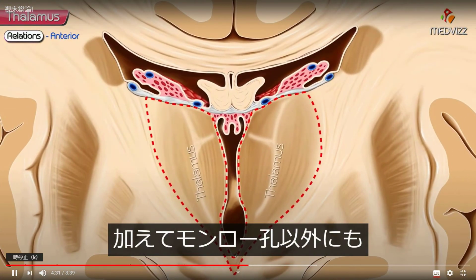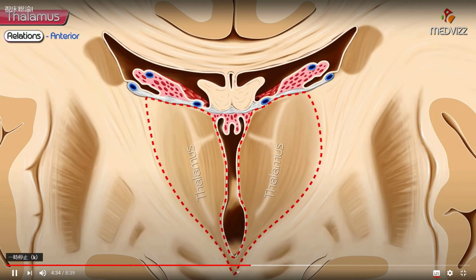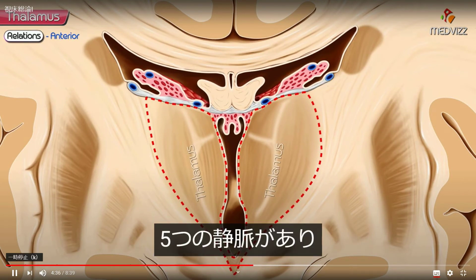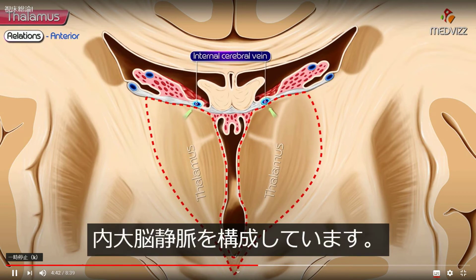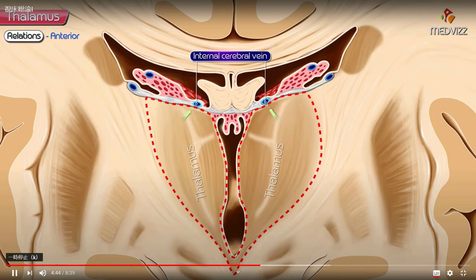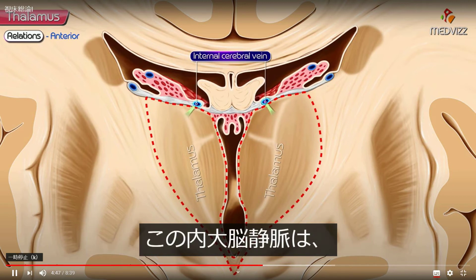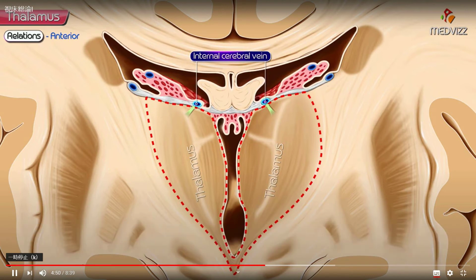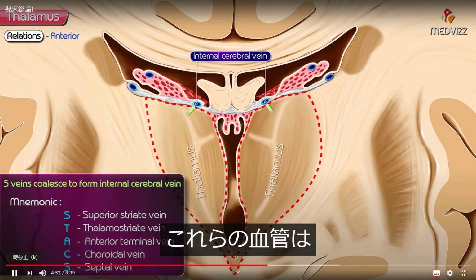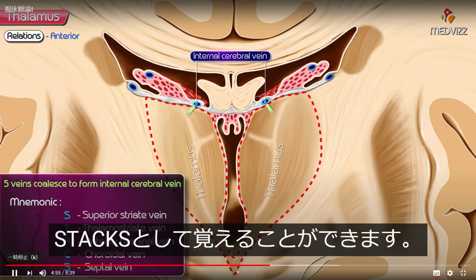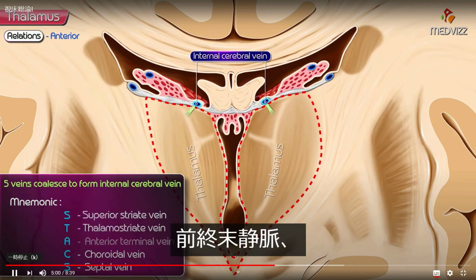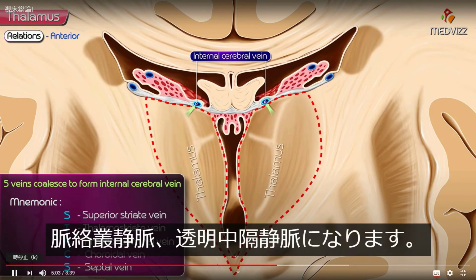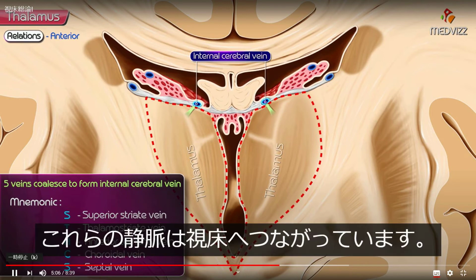Additionally, other than the interventricular foramen of Monro, there are 5 veins that coalesce to form the internal cerebral vein at the anterior end of the thalamus. We can clearly see the internal cerebral vein at the anterior end of the thalamus over here. These vessels can be remembered by the mnemonic STACs: the superior striate, thalamostriate, anterior terminal, choroidal and septal veins. All these are structures which are related to the thalamus.